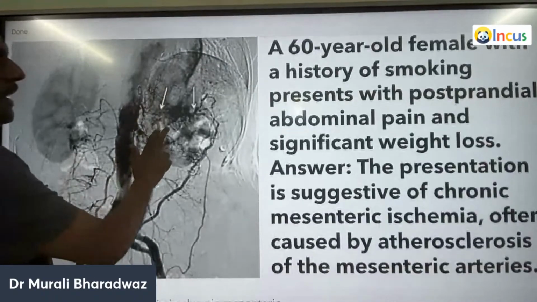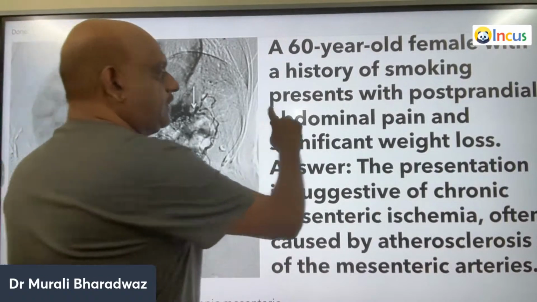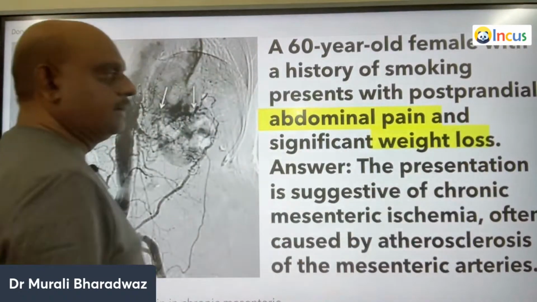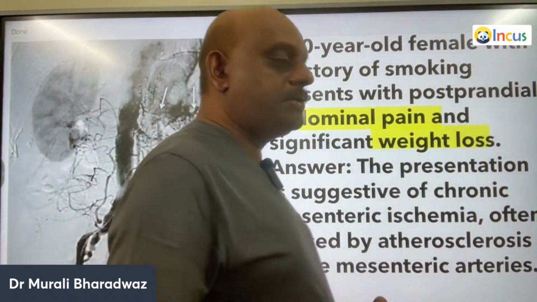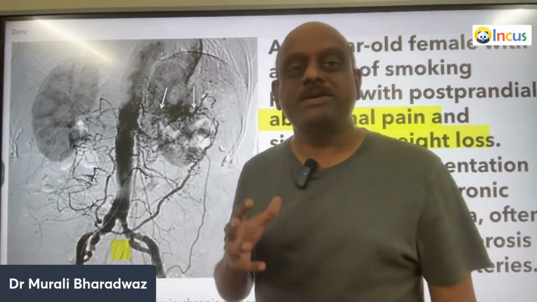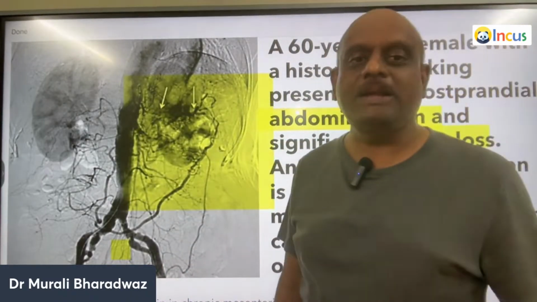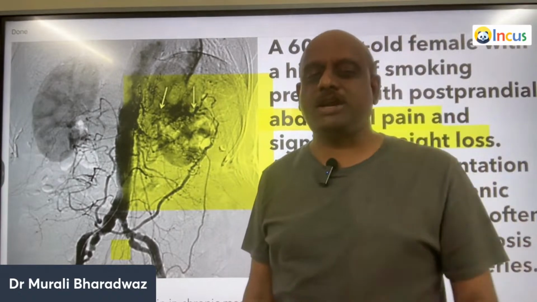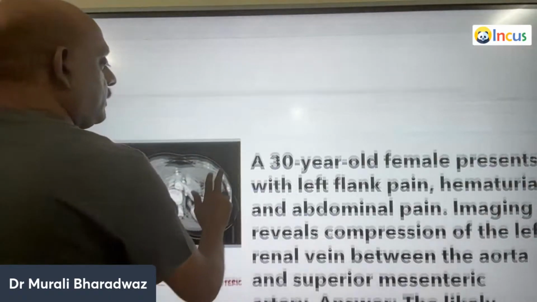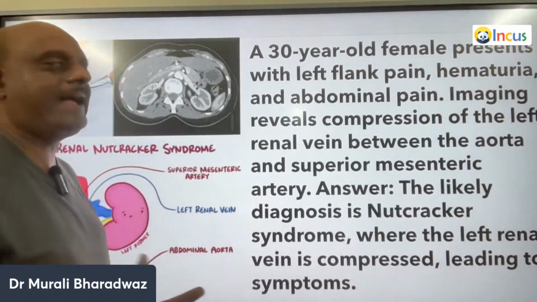Now, a 60-year-old female with a history of smoking presents with postprandial abdominal pain with significant weight loss. So whenever there is weight loss and postprandial abdominal pain, you should always think about mesenteric ischemia. So if you do the angiography, you can see the presence of mesenteric vascular disease, is what I want to underscore. Now, a 30-year-old female presents with left flank pain.